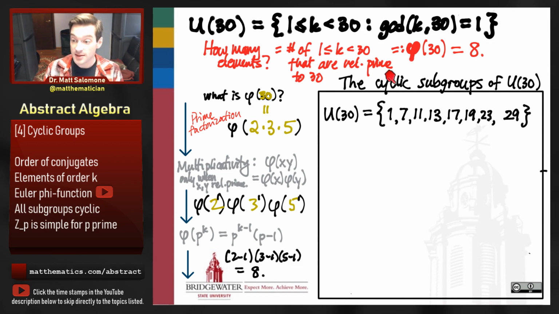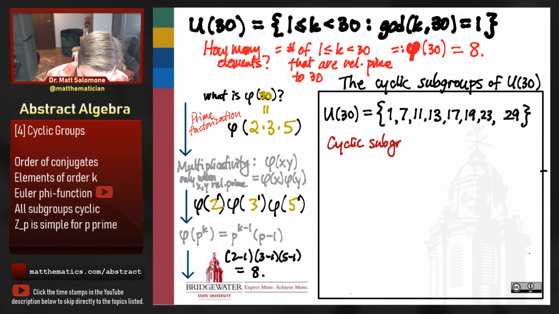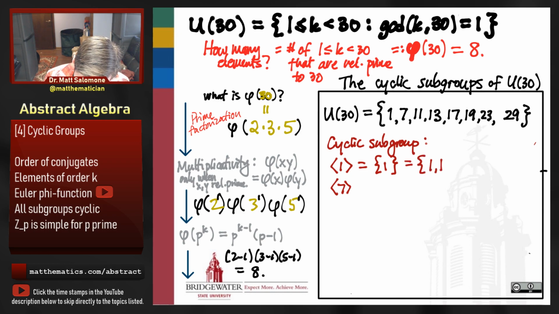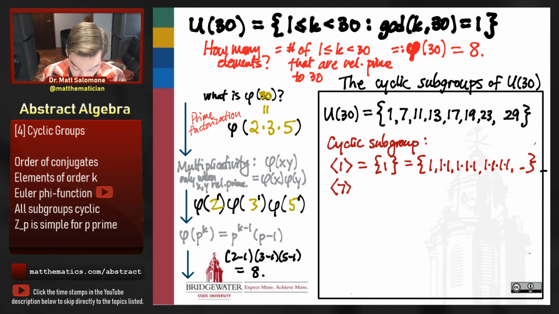If I want to know what the cyclic subgroups of U30 are, remember what a cyclic subgroup is. A cyclic subgroup is nothing more than the set of all powers. And so if I take one of my elements, like 1, and I find the cyclic subgroup generated by 1, right? That's just going to consist of 1, 1 times 1, 1 times 1 times 1, all of these multiplications happening mod 30, of course. But no matter how many times I multiply 1 by itself, mod 30, I'm going to get just 1.